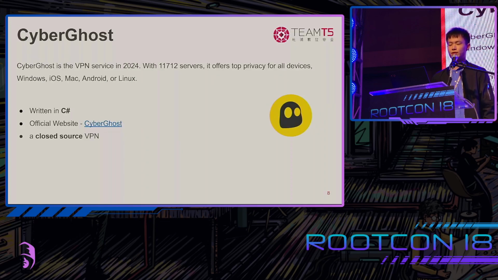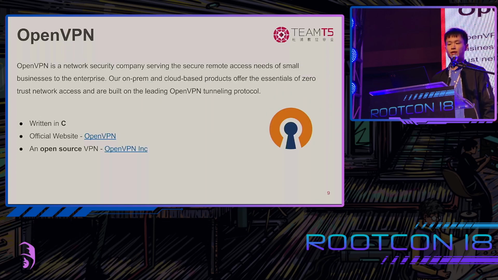Next is CyberGhost. CyberGhost is a closed source VPN implemented in C#. I spent some time communicating with them during the vulnerability reporting. But in the end, the issue was marked as a duplicate. I will explain the details of the report later. OpenVPN is likely the one you are most familiar with. It's an open source VPN implemented in C. The vulnerability reporting was particularly interesting, as we had very active discussions. I will share more about that later.